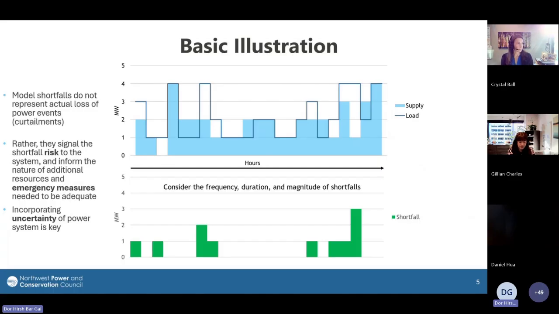Are there any questions with this high-level illustration? No questions.